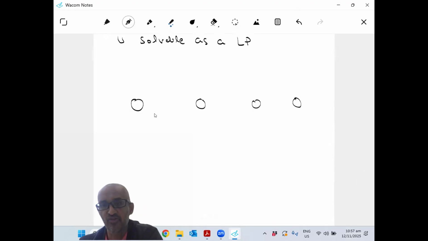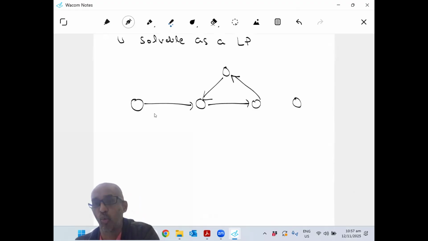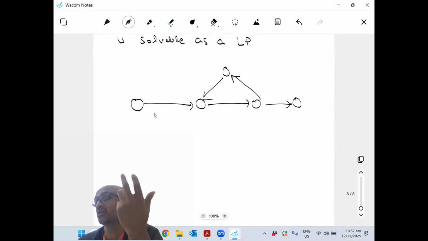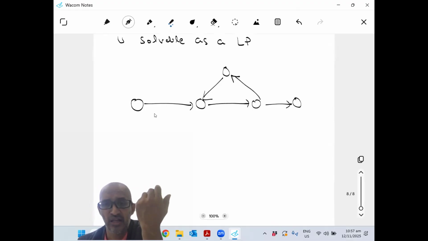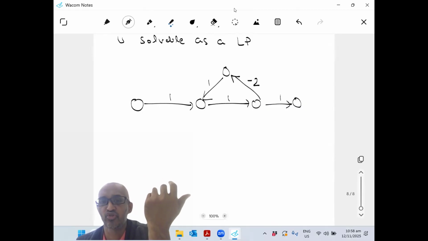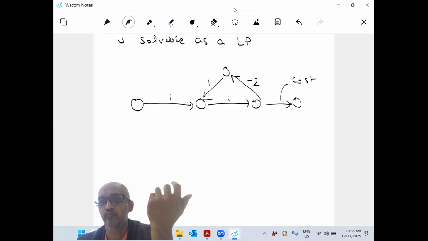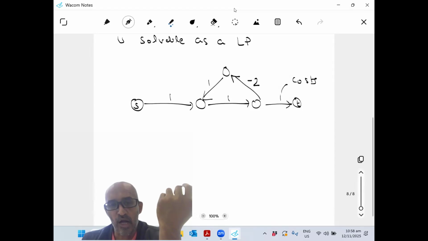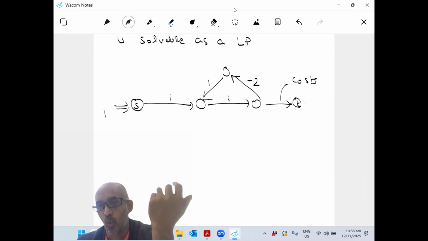So here's an example. Let's say I've got a graph like this. What problem can negative cost cause? Let's say all my costs are 1. So these are all costs. This is my source node, this is my sink node, and I'm trying to send 1 unit of flow.